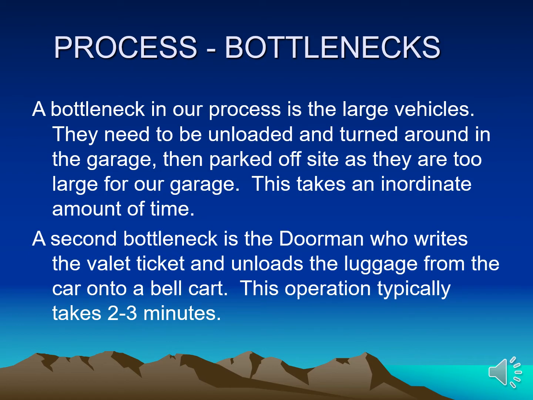A bottleneck in our process is the large vehicles. They need to be unloaded and turned around in the garage, then parked off-site as they are too large for the garage. This takes an inordinate amount of time. A second bottleneck is the doorman who writes the valet ticket and then unloads the luggage from the car onto a belt cart. This operation typically takes 2 to 3 minutes. Remember our TAKT time, 2 to 3 minutes means we have to have somebody helping him.